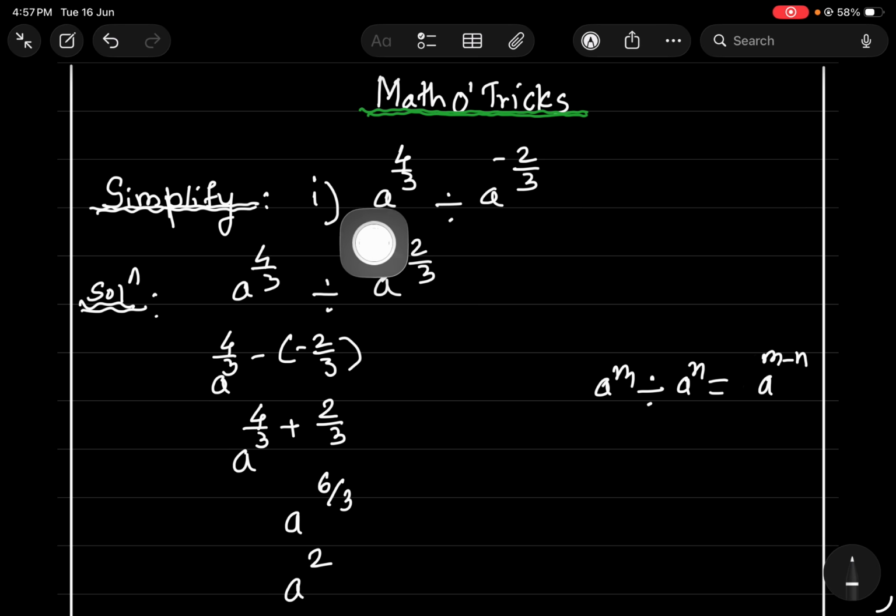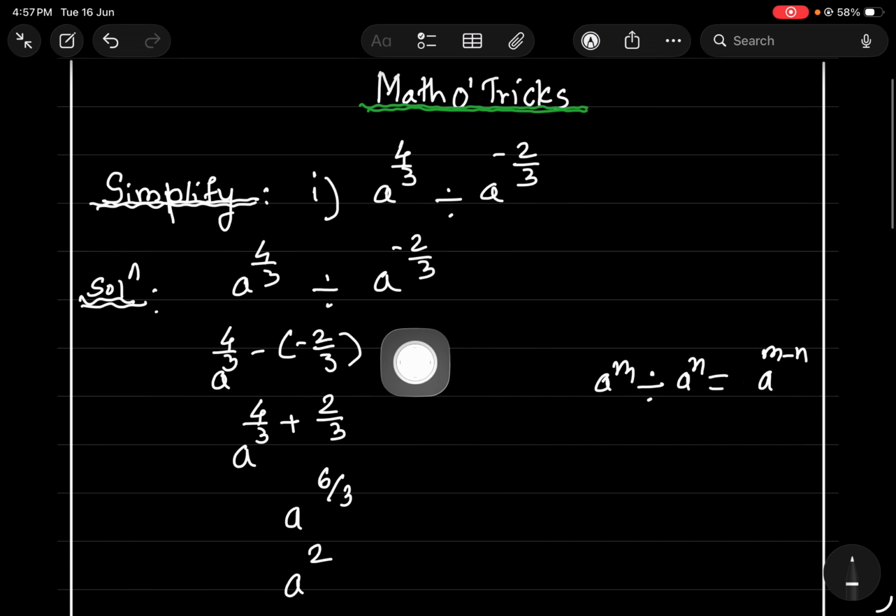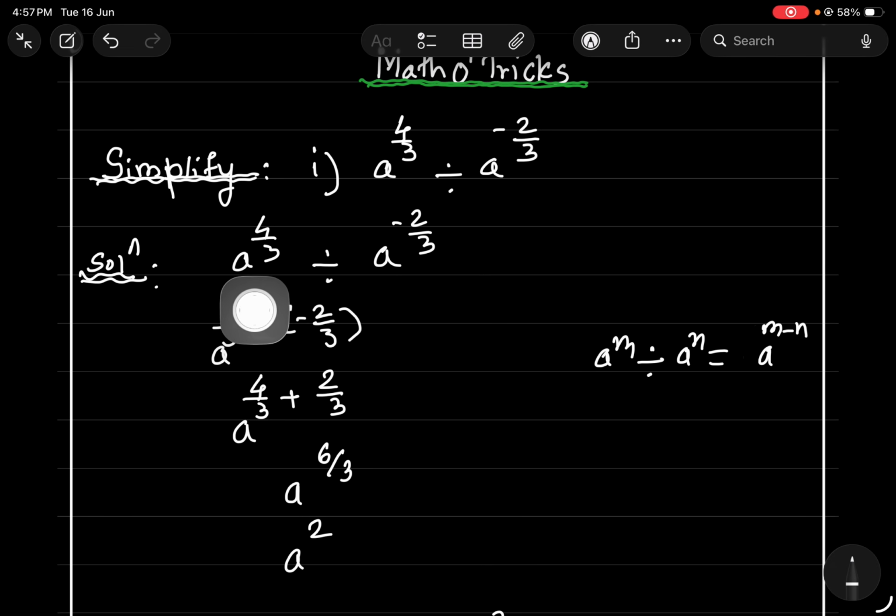In this video we'll see a raised to 4 upon 3 divided by a raised to minus 2 upon 3. So the problem is written as it is. It is very simple. See here, the base is the same. A is the base in both terms and it is divided by. So we have to use this law, a raised to m divided by a raised to n equal to a raised to m minus n.